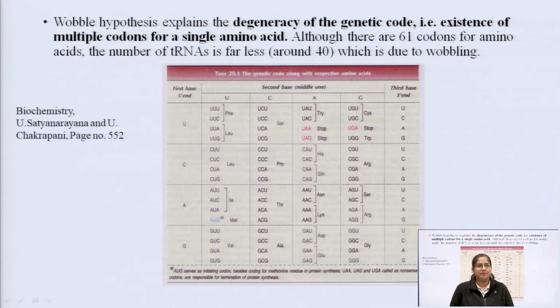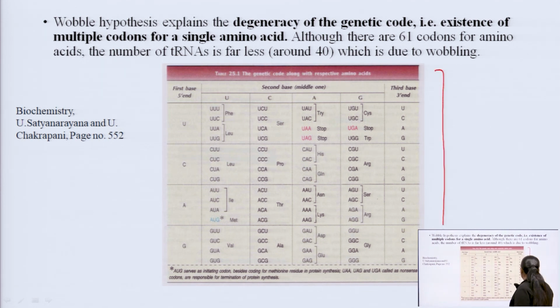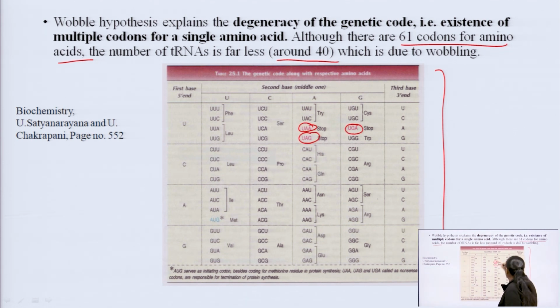codons for a single amino acid. So, you can see there are 61 codons. This whole cycle shows us the 61 codons for amino acids. The number of tRNAs is far less, around 40, which is due to the wobbling. This is all due to the wobbling. There are actually all 64 codons present, but 3 codons are stop codons, stop signaling codons. So, the rest of the codons are 61, which we use for coding for amino acids.